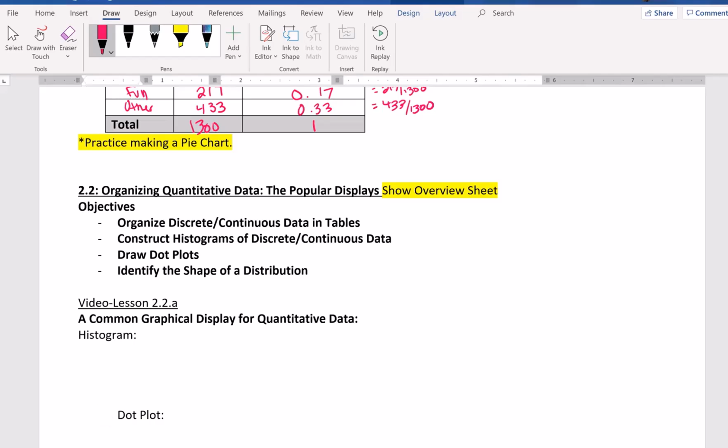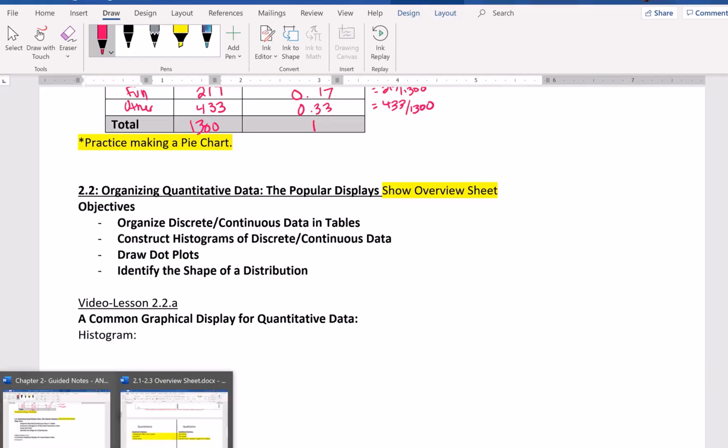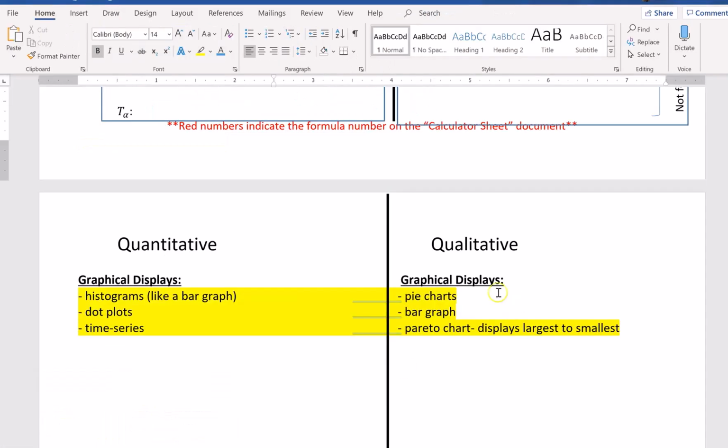In lesson 2.1, we talked about qualitative data. In this lesson, we'll talk about quantitative data. So if you recall, in the last lesson, we learned how to create pie charts, bar graphs, and Pareto charts. We will learn for quantitative data how to make histograms, dot plots, and time series.